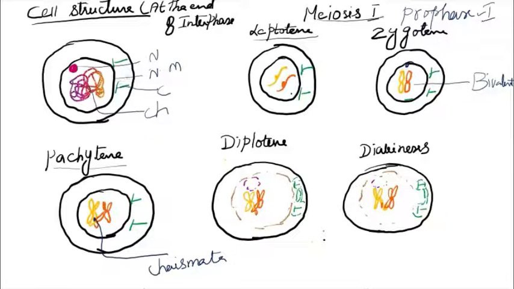Let's move on to the diplotene stage. Diplotene we can also call diplonema. Diplo means 2, nema means thread. Here the non-sister chromatids start to move away from each other. That process is called repulsion. But even though they start to move away from each other, they are still attached at the tip.